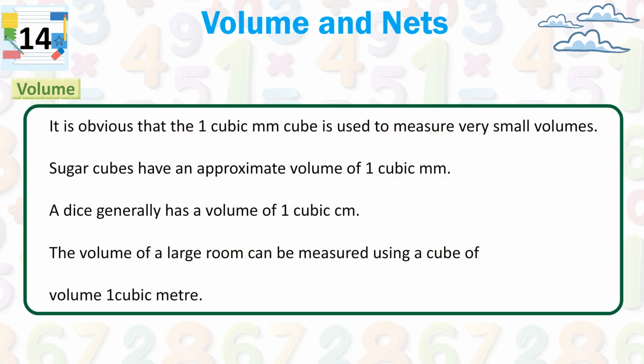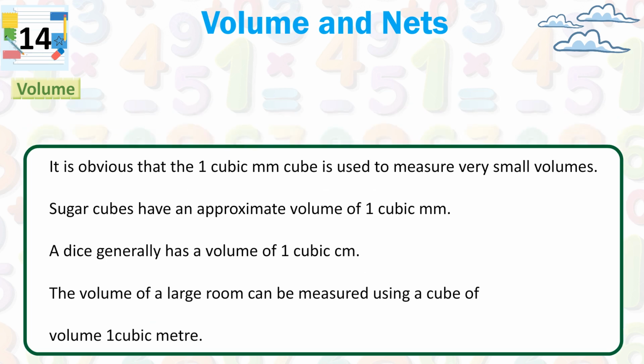It is obvious that the 1 cubic millimeter cube is used to measure very small volumes. Sugar cubes have an approximate volume of 1 cubic millimeter. A dice generally has a volume of 1 cubic centimeter. The volume of a large room can be measured using a cube of volume 1 cubic meter.